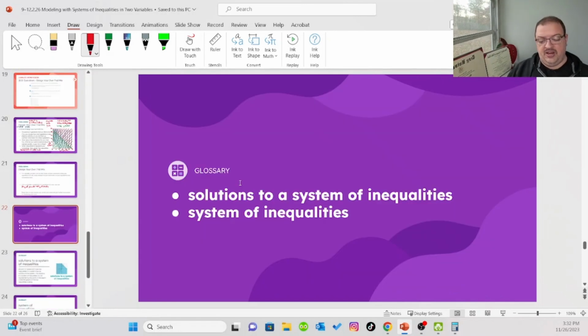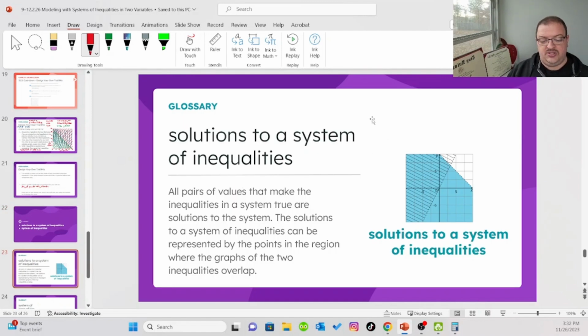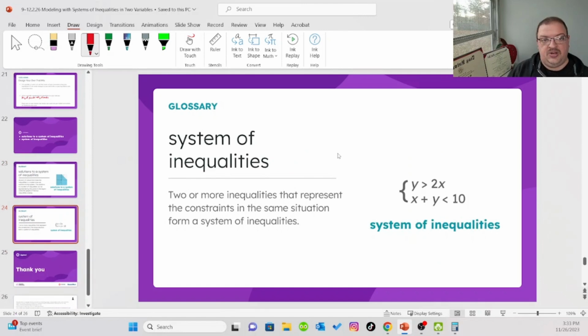For our glossary, we have two terms: solutions to a system of inequalities. All pairs of values that make the inequalities in a system true are solutions to the system. The solutions to a system of inequalities can be represented by the points in the region where the graphs of the two inequalities overlap. And system of inequalities: two or more inequalities that represent the constraints in the same situation form a system of inequalities.